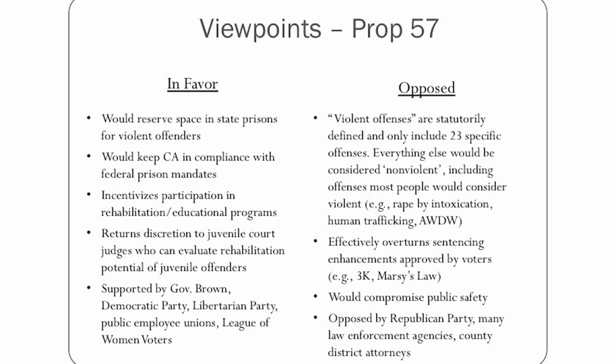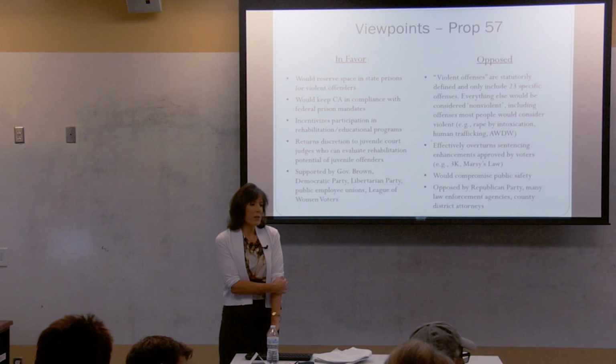And then going back to the voter concern, over the last 20 years, voters have repeatedly approved sentencing enhancements that would basically be overturned with this one proposition. So that's something for voters to have to decide if that's something they want to do or not. Yeah, it's under PC 667.5 subsection C.